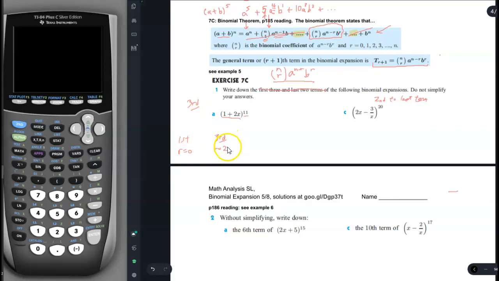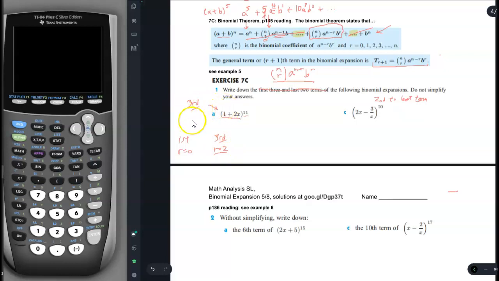So it would be R equals 2. That's kind of hard to figure out. If someone says, okay, we want the third term, then you need to say, oh yeah, the third term, so I need to subtract 1 to get the R value. So the R value is 2. Okay? So we want the third term of this binomial expansion.